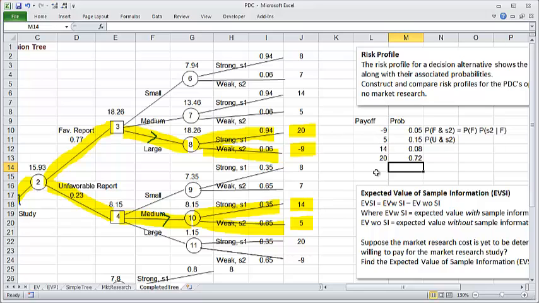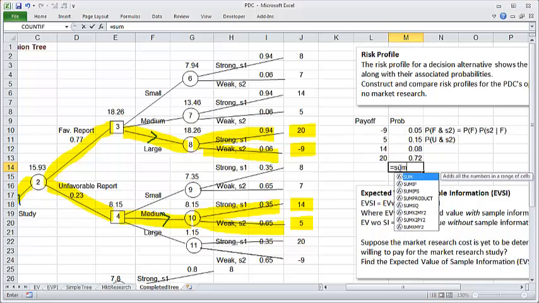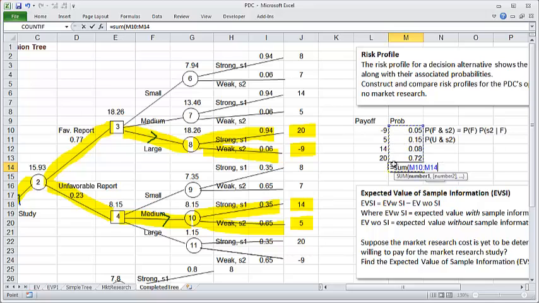We have four possible payoffs, and here are the probabilities. So this is what would actually happen if we go with this highlighted optimal decision strategy. Now we can see that if we add up these probabilities, we should get 100%. So let's sum these probabilities, giving us 1, giving us 100%.